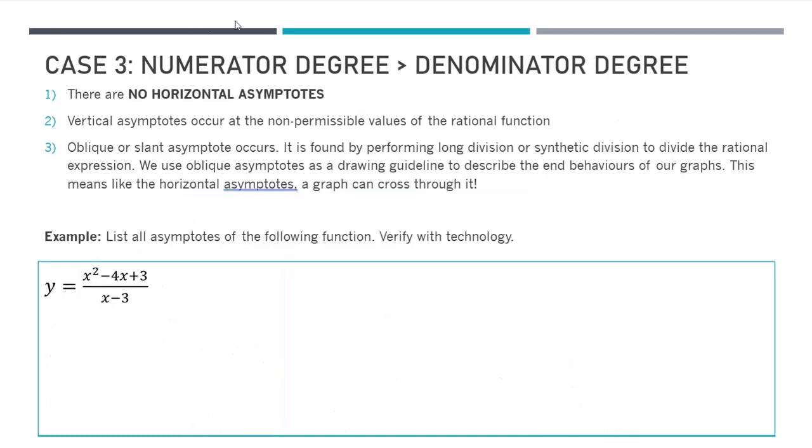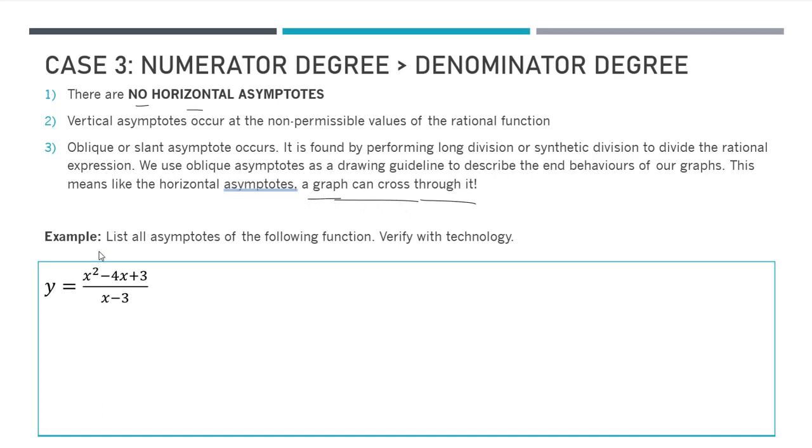All right, our final case, it's when the numerator degree is greater than the denominator degree. So there are no horizontal asymptotes then. So make that clear, none. There is a vertical asymptote at the non-permissible value still. But now we have oblique or slant asymptotes. And we find that by performing long division or synthetic division to divide the rational expression. We use oblique asymptotes as a drawing guideline to describe the end behaviors of our graphs. This means, like the horizontal asymptotes, a graph can cross it. And that is important, so don't get confused when you see something cross through it.